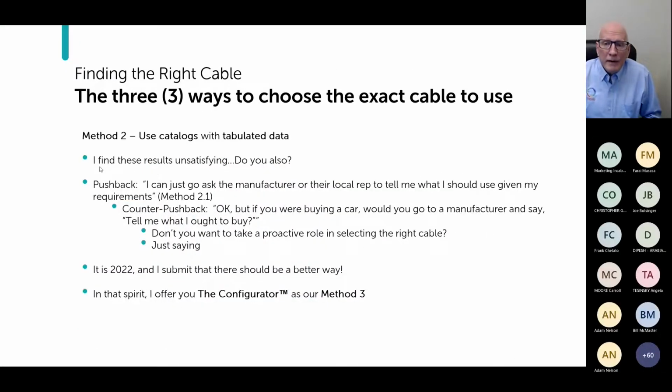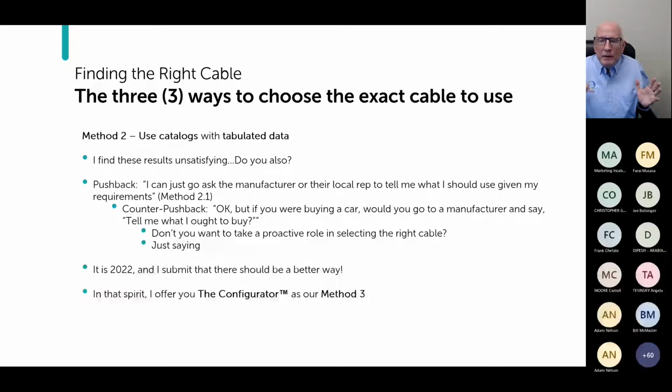So I find these results unsatisfying, and I hope that you do as well. Now, I know the pushback. Well, I can just go ask the manufacturer or the local rep to tell me what I should use. And my counter to that would be, yeah, but if you were buying a car, you wouldn't go to the dealer and say, tell me what I ought to buy. You want to be involved in the process. And I think you should want to be involved in your cable selection in a more proactive role as well.